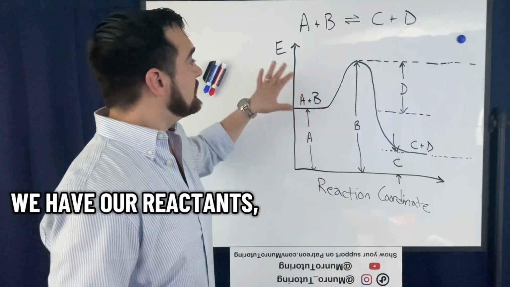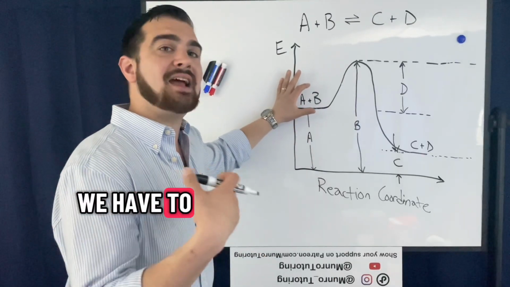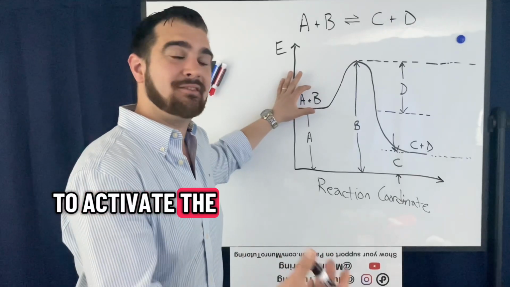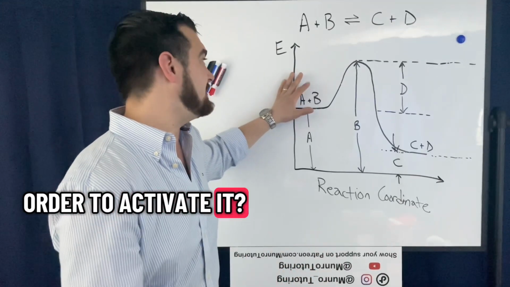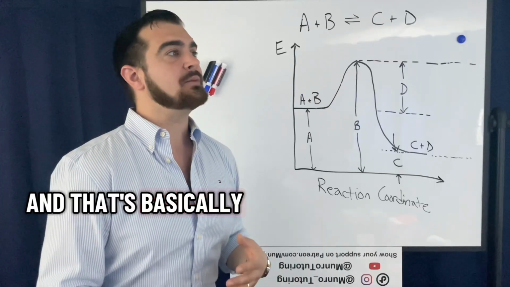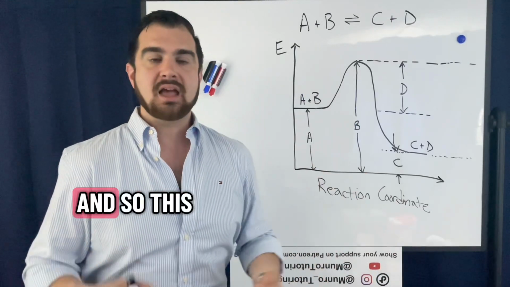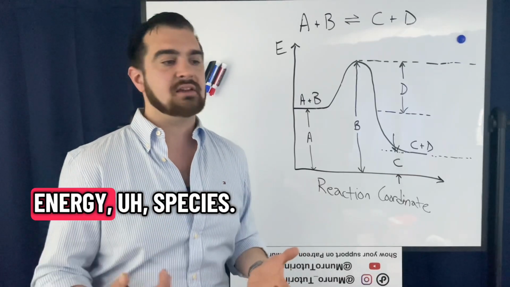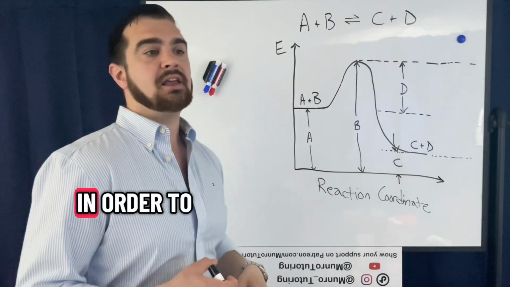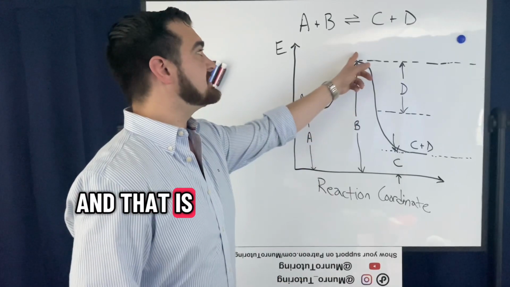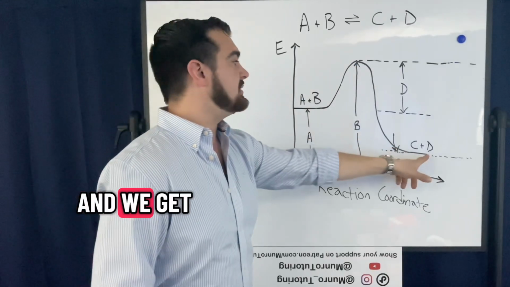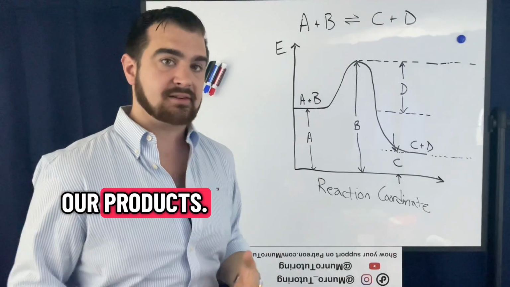And then so we have our reactants. We have to add energy to them to initiate the reaction, to activate the reaction. So how much energy in order to activate it? So we have to get up here to our transition state. And that's basically where the bonds are being formed and broken. And so this is a higher energy species. And so that's why we have to get up this hill in order to get the reaction started. And that is our transition state, like I said. And then we are going to be releasing energy, and we get down to the potential energy of our products.